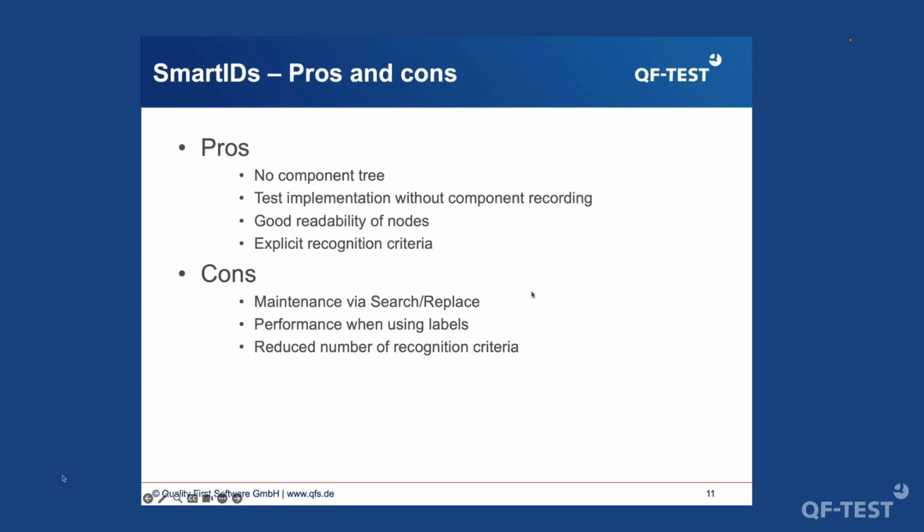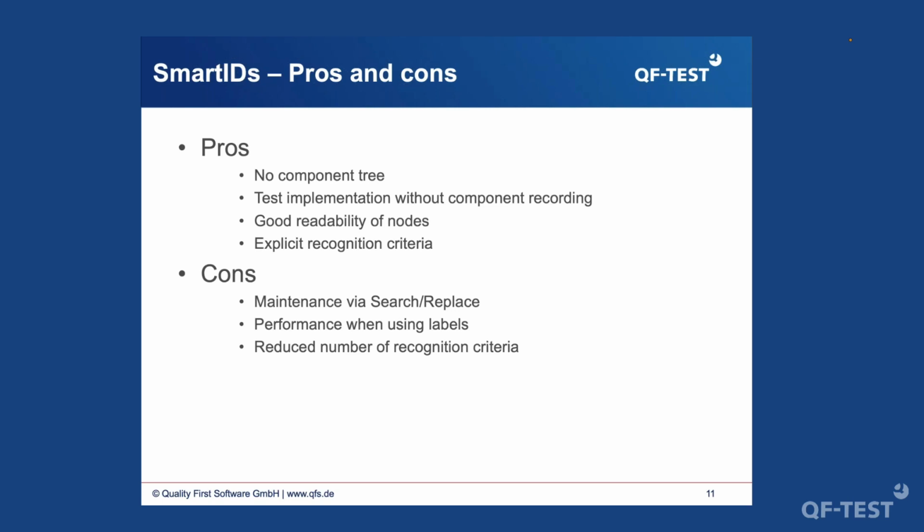Let's come to the pros and cons for SmartID as well. As I said, there's no component tree recorded because all the action is just stored in the actions itself. You even have the possibility to implement your tests without component recording, like we have with generic components. We also have good readability of the nodes, and we can explicitly define which criteria we want to use. Remember back with the generic components, there we always needed to make sure whether we want to rely on a name or on a feature for each and every one of these components.